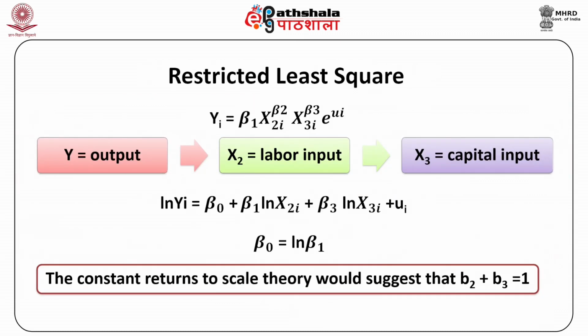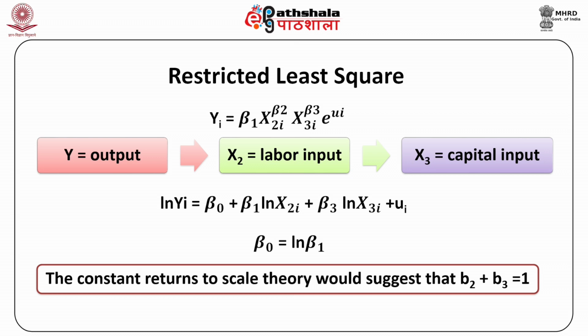Let us understand the concept with the help of a Cobb-Douglas production function. Yi is equal to beta 1 x2i raised to the power of beta 2, into x3i raised to the power of beta 3, e raised to the power of mu i. Here y is equal to output, x2 is equal to labor input, x3 is equal to capital input. We can write the above equation as ln yi equal to beta 0 plus beta 2 ln x2i plus beta 3 ln x3i plus mu i. Here beta 0 is equal to ln beta 1.